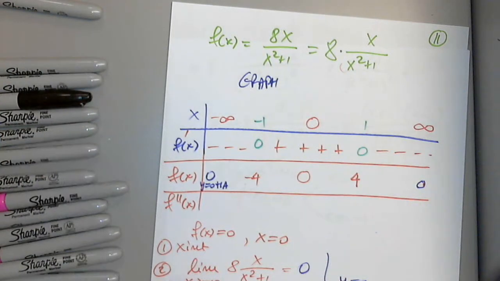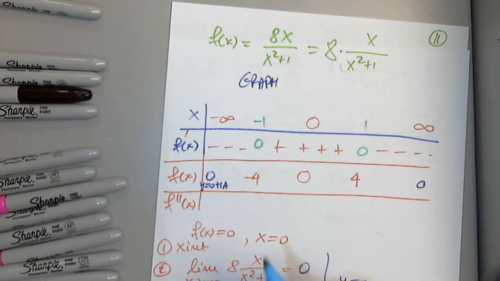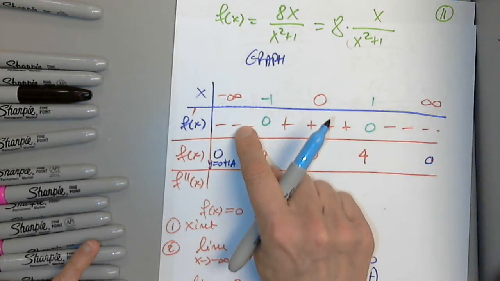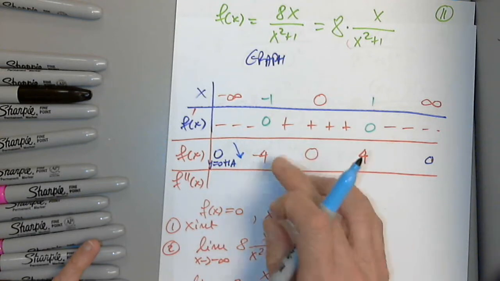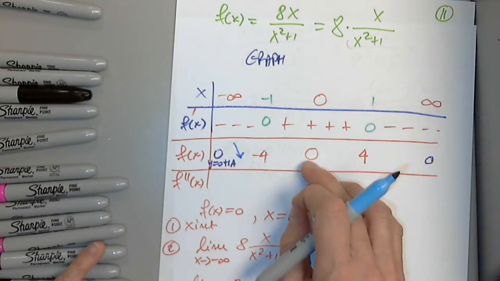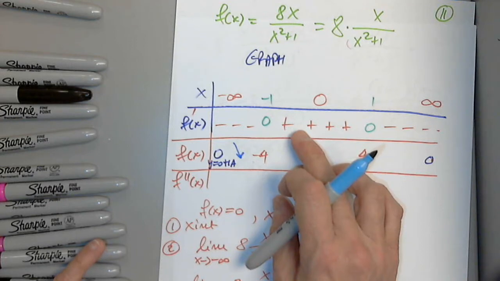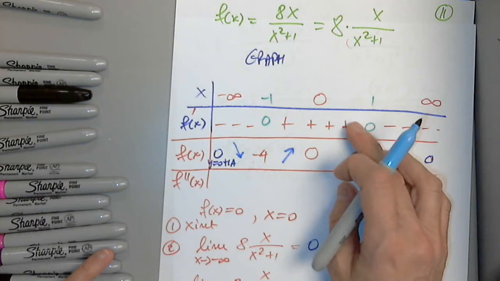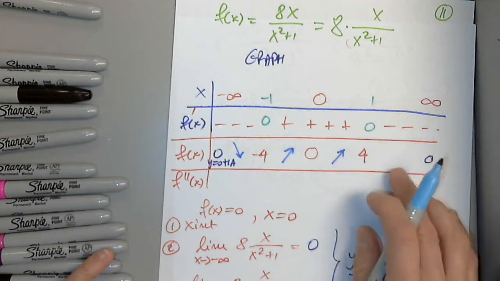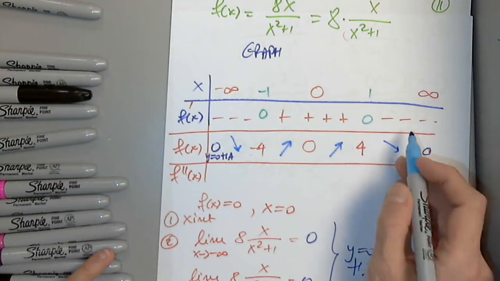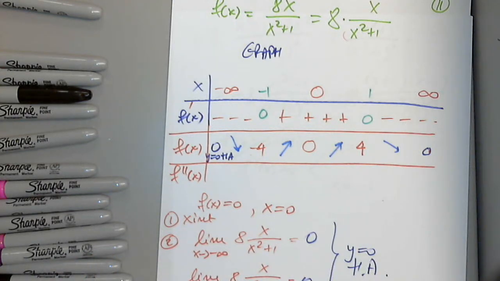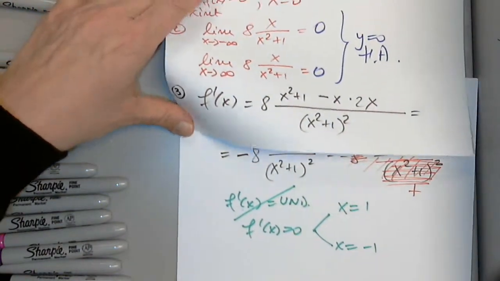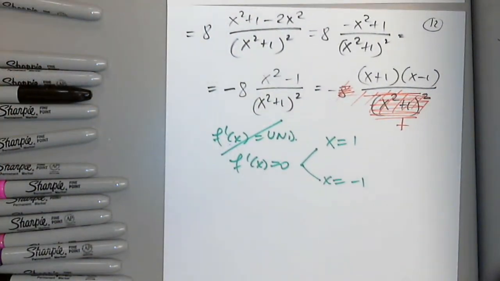Okay, so let's try. From 0 to negative 4. Is that supported by the sign of the first derivative? From negative 4 to 0. Yes, is that supported by the sign of the first derivative? From 0 to 4, is that supported? And from 4 to 0, is that supported? Okay. Now we need to try. Let's see what happens with the second derivative. Ugly.